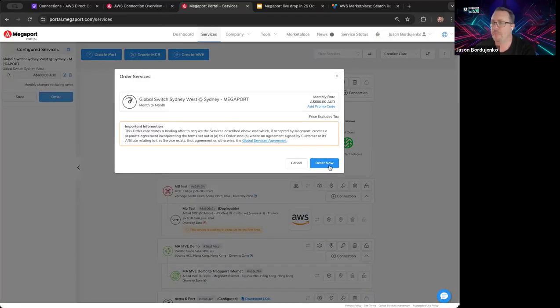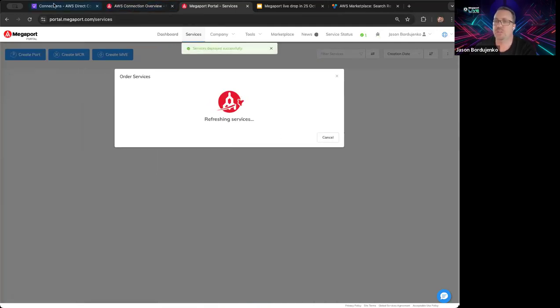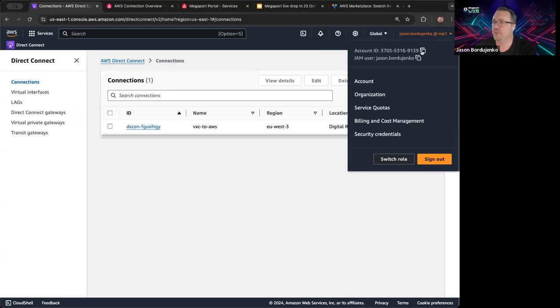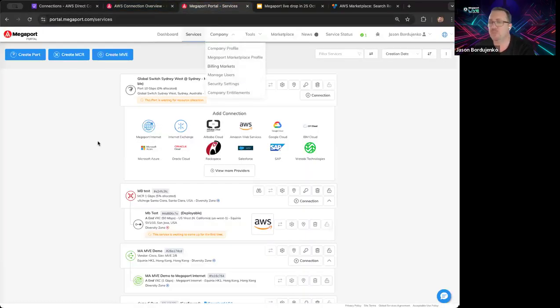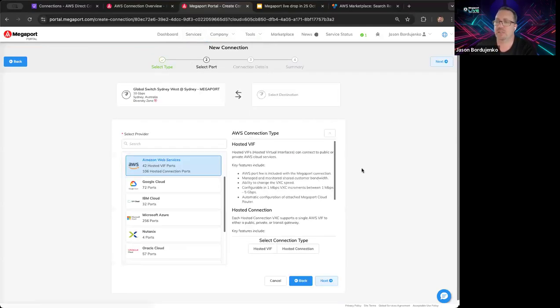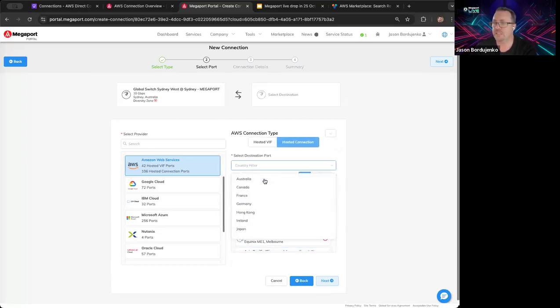And I'll click on order, and that will place the order for that specific port. Whilst I'm doing that, I have actually logged into AWS and I have an account ID, which then allows me to speed through the next step, which is actually building that AWS connection. So here I would choose AWS and I get to see hosted VIF ports, hosted connection ports. We've spoken a lot about hosted connection today.